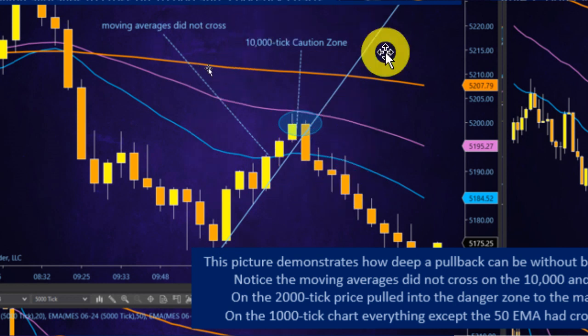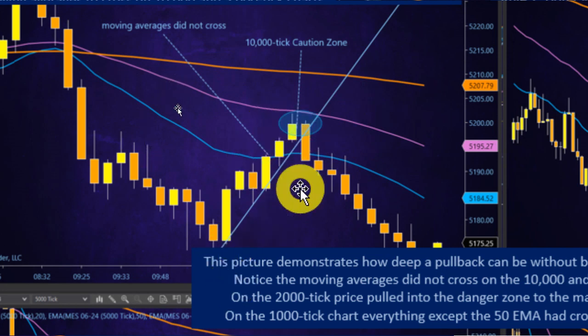On the 10,000 tick chart, clearly this is still shortable. It pulls back to the caution zone only between the 20 and the 50 EMA and breaks the trend line. We don't want the 20 to cross over the 50. That would be too strong of a pullback going in the opposite direction. On the 10,000 tick chart, we don't want the moving averages to cross one another when it pulls back.